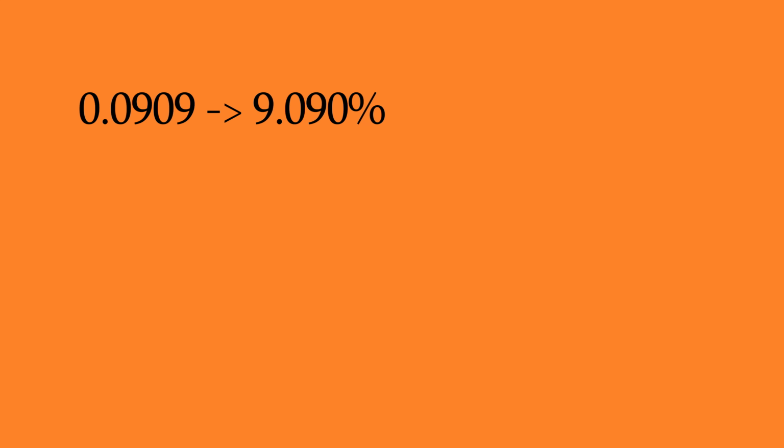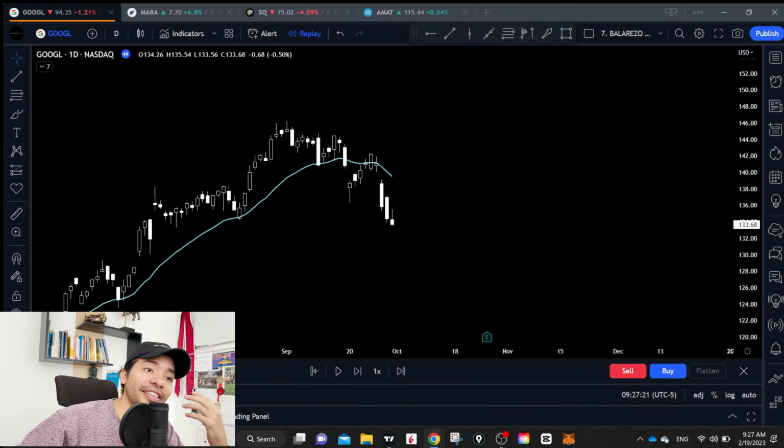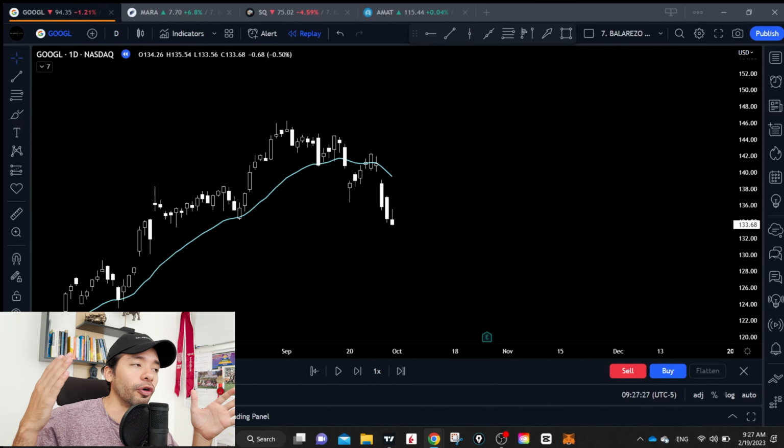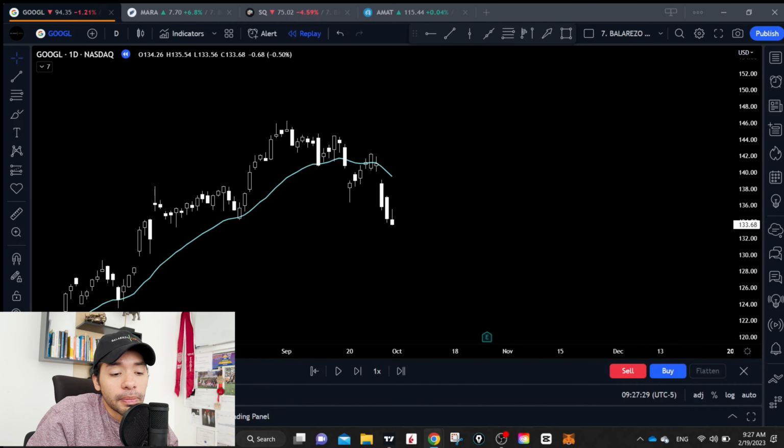And we actually see that the 21 exponential moving average gives a weight of 9.090% more to the most recent price action. So we're talking about the most recent day having more weight in the price, and then the remaining weight is distributed equally over the last 20 periods. This means we get a more responsive moving average. And that's one of the reasons why I think the 21 exponential moving average is one of the most important moving averages that you're going to have on your charts.